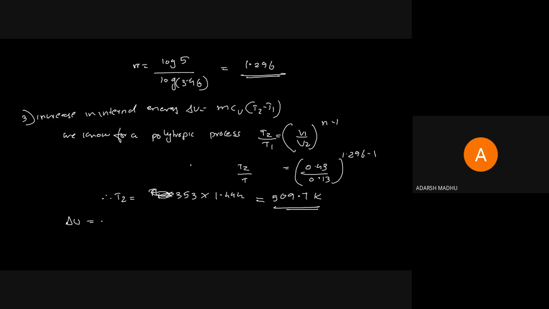M is given as, 0.4 സോറി, M നമുക്ക് കിട്ടിയതാണ്, കണ്ടുപിടിച്ചതാണ് ഫോർ ഫസ്റ്റ് ക്വസ്റ്റ്യൻ. ദാറ്റ് ഈസ് 0.433 അല്ലേ, 0.433. So what is the value of Cv?